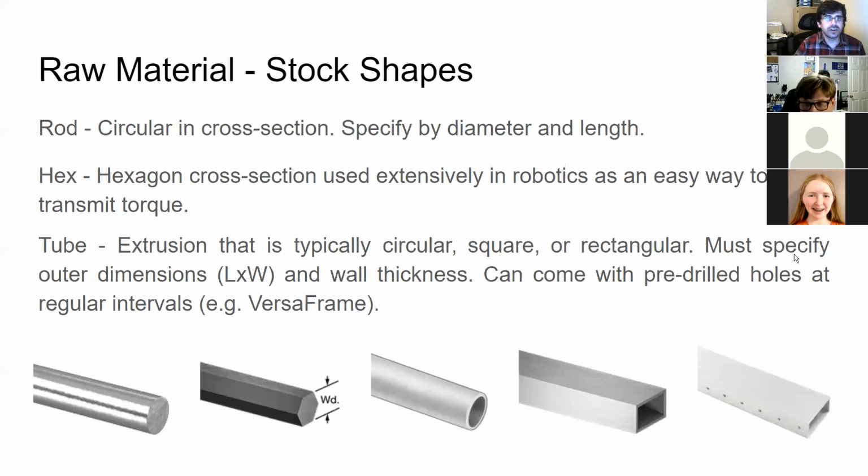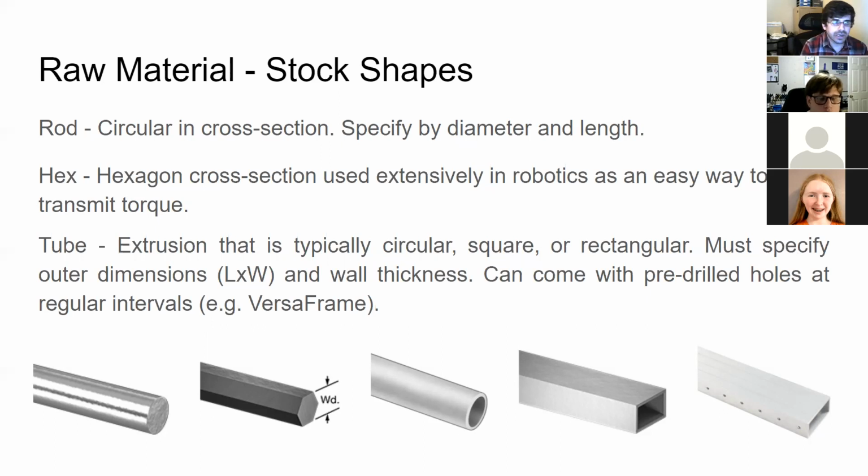And then we get fancier. Companies will make different shapes that have different uses. So we use rods, we use hex, which is just a hexagon shape to transmit torque. And then tubes of all different sizes and shapes. In our shop we'll have 1x1, like outer dimensions of tube, 1x2. We'll have 1 inch round tube.